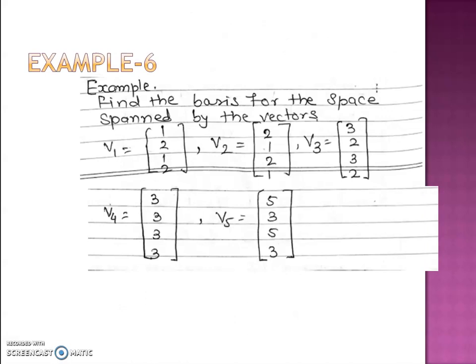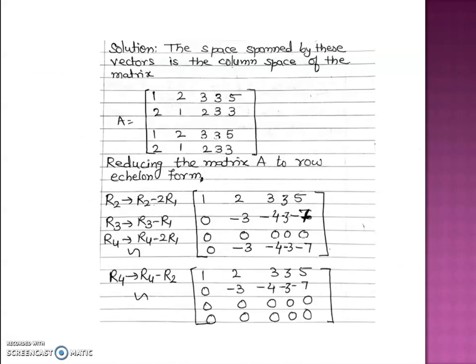Find the basis for the space spanned by the vectors v1 equal to 1 2 1 2, v2 equal to 2 1 2 1, v3 equal to 3 2 3 2, v4 equal to 3 3 3 3 and v5 equal to 5 3 5 3. These are column vectors. In the previous example, we took the given v1, v2, v3, v4 as row vectors. So the space spanned by these vectors is the column space of the matrix 1 2 1 2, 2 1 2 1, 3 2 3 2, 3 3 3 3, 5 3 5 3.